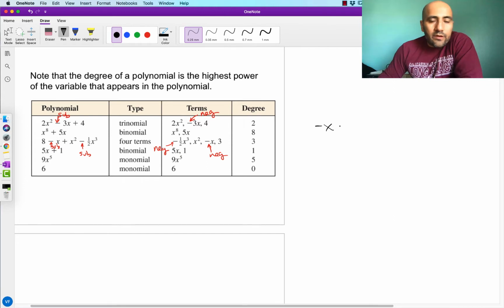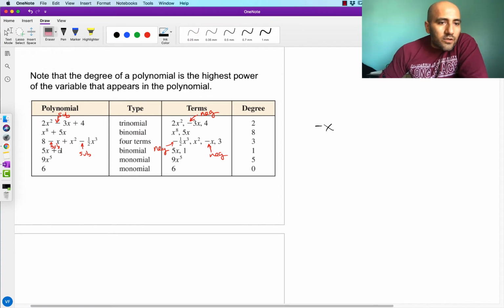Let me copy it over here. Negative x. Oops. My mistake. I wasn't looking. So here, this is not a subtraction. It is a negative. It's, oh wait, 8 minus, it is. I take that back.